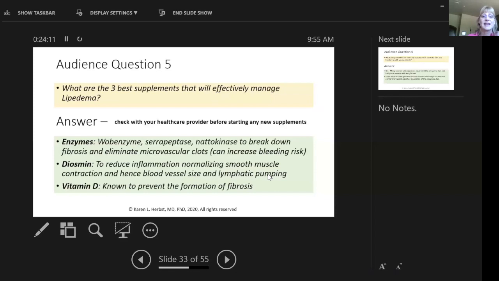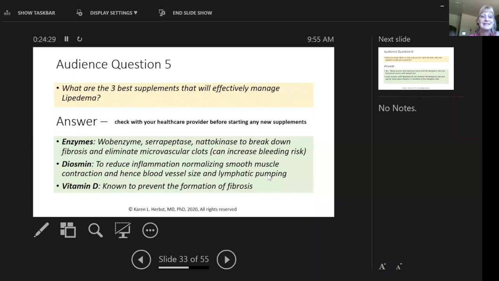My second favorite supplement would be diosmin. And the reason is because diosmin is a bioflavonoid, it's anti-inflammatory, it reduces inflammation, it normalizes smooth muscle contraction, and therefore it helps normalize the size of the veins, and also improve lymphatic pumping.